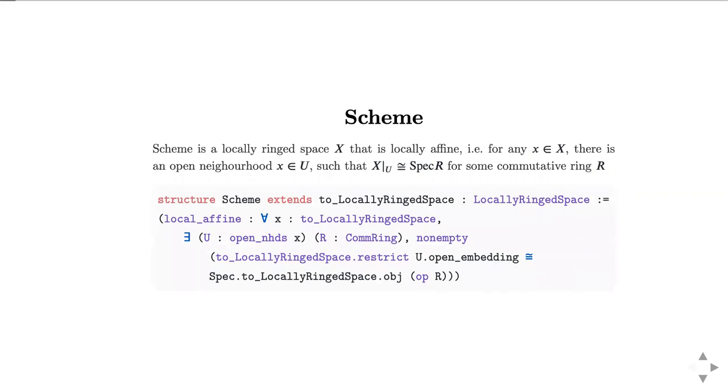So a scheme in Lean, as everyone can expect, is just a locally ringed space such that it can be locally covered. Okay, so it is just a locally ringed space that has an affine cover. So then what is a locally ringed space?